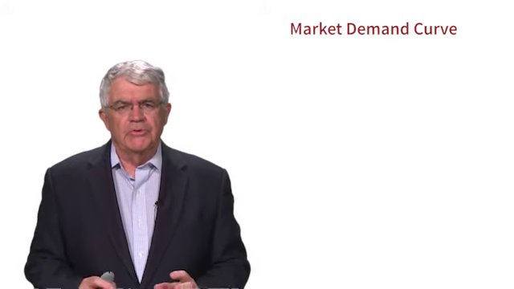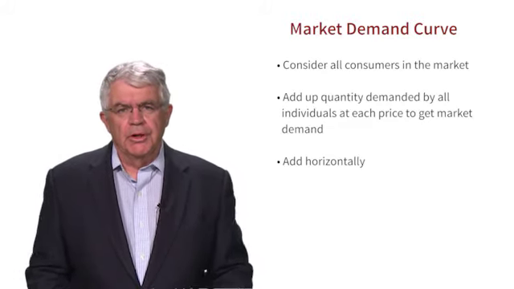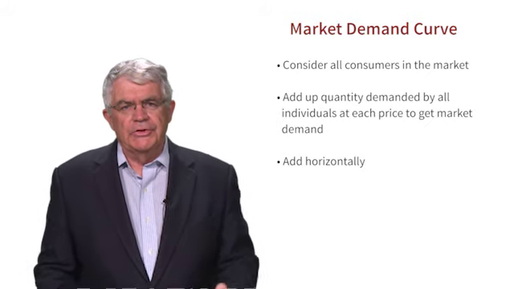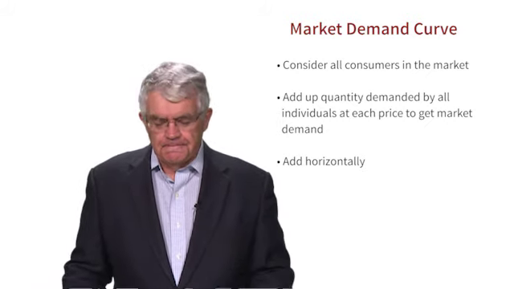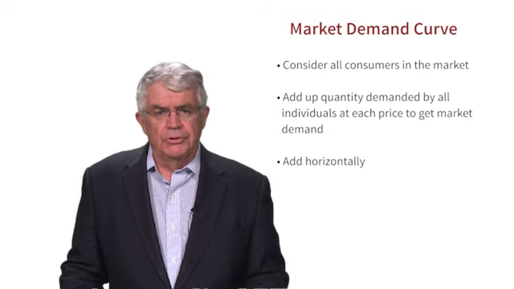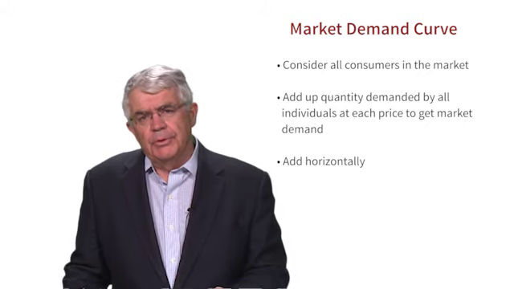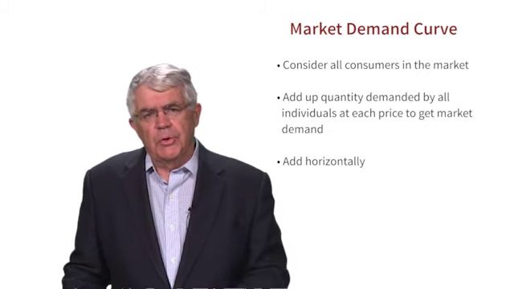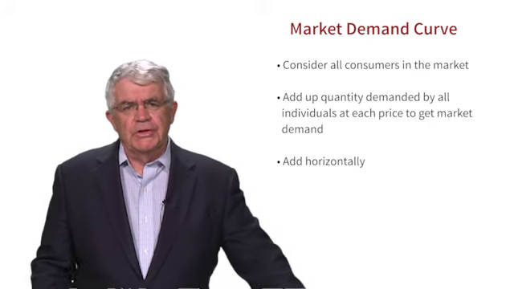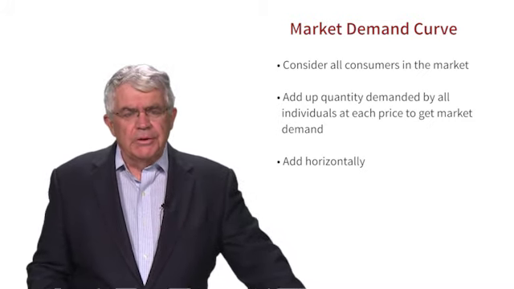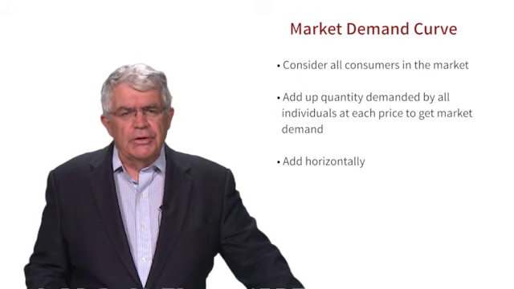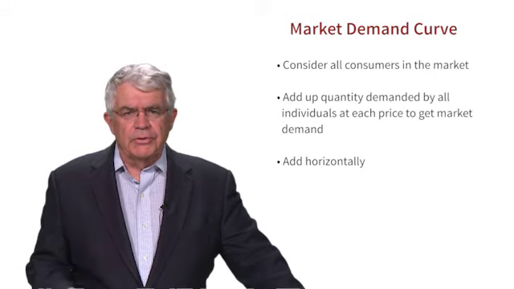To use this idea for the market as a whole, and remember that's where we're going, we're deriving a market demand curve, we want to consider all the consumers in the market, just like we've considered one. We want to add up all the amount they consume, add up the quantity demanded by all the individuals at each price to get the market demand, and we're going to add horizontally to do this. So I want to illustrate that with a little diagram.